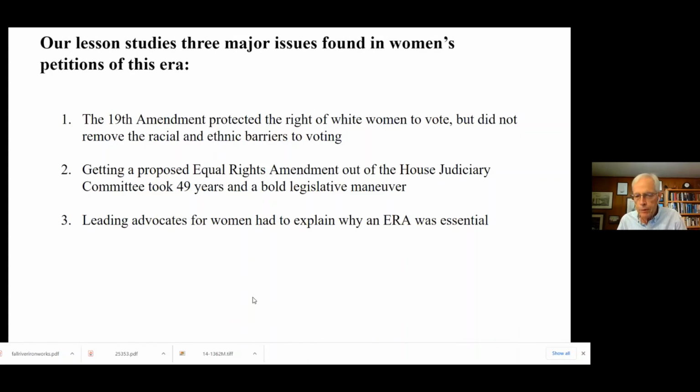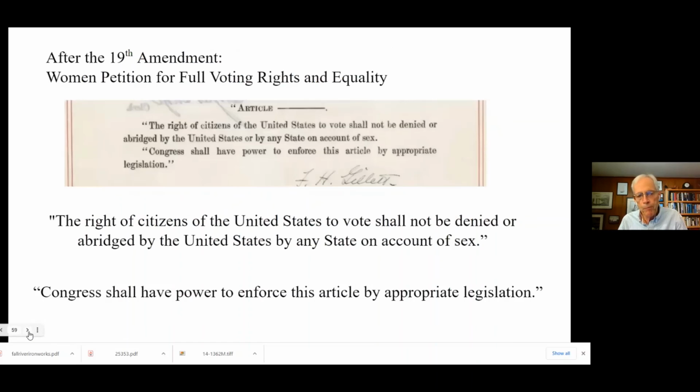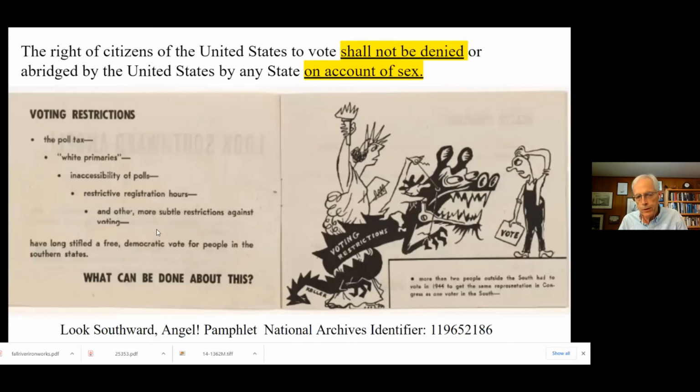And throughout that time, leading advocates for women had to explain why an ERA was needed. The text of the 19th Amendment seems to say that no state can deny women the right to vote. But they did, as this pamphlet shows, because all the restrictions that were used to keep African Americans from voting, African American men from voting, were used to keep African American women from voting.